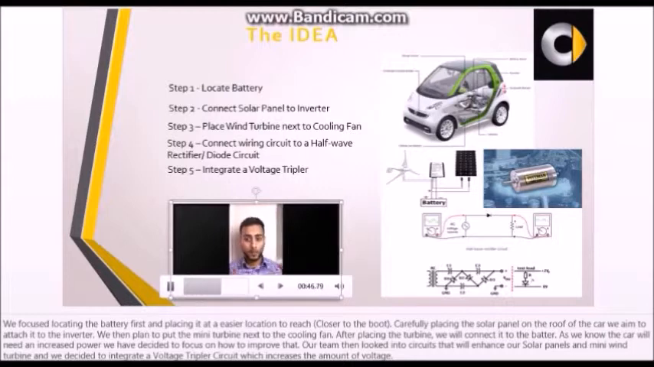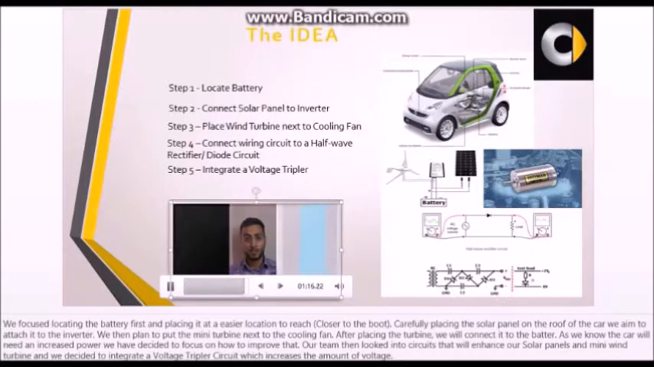Step 4 was to connect the wiring circuit to a half-wave rectifier and a diode circuit. This circuit will be used to connect both the wind turbine to the battery and the wind turbine also connected to the solar panel. So there were 2 different renewable energy sources directly to the battery. Step 5, we knew we had to increase and enhance the amount of velocity, so we decided to integrate a voltage tripler, which is a circuit that enhances the amount of voltage.